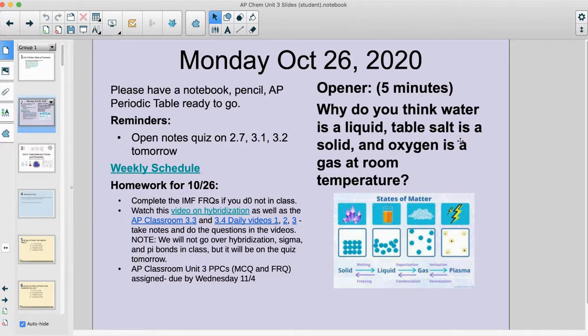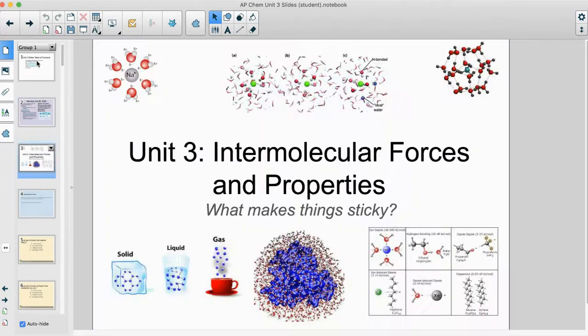So this opener, I just asked people to tell me what they thought about why water was a liquid, table salt is a solid, and oxygen is a gas. Got some good feedback there. So Unit 3 is about intermolecular forces and properties. What makes things sticky?